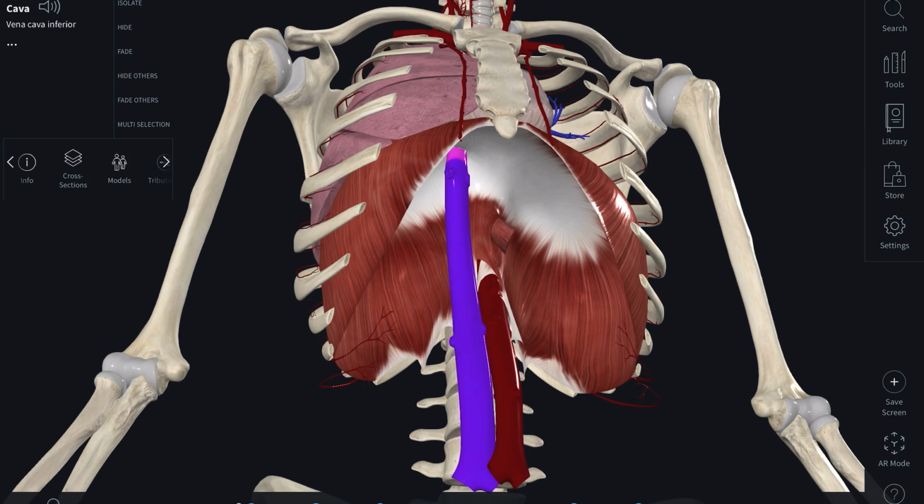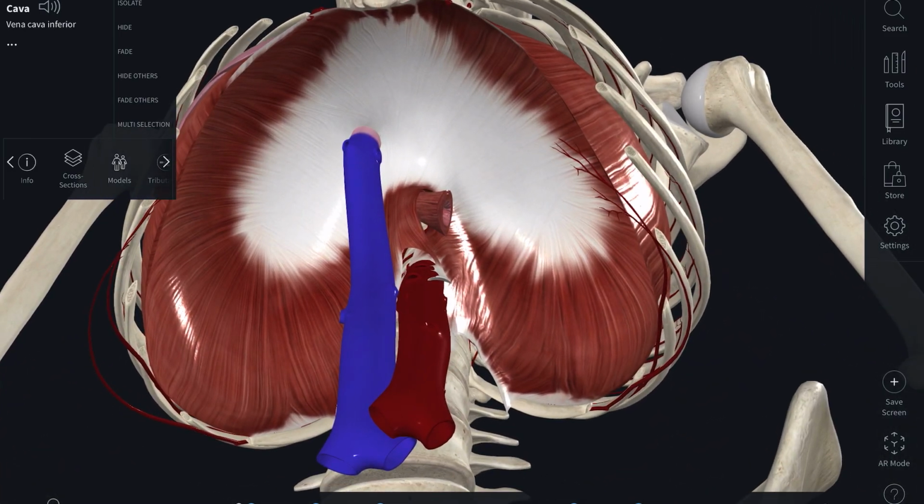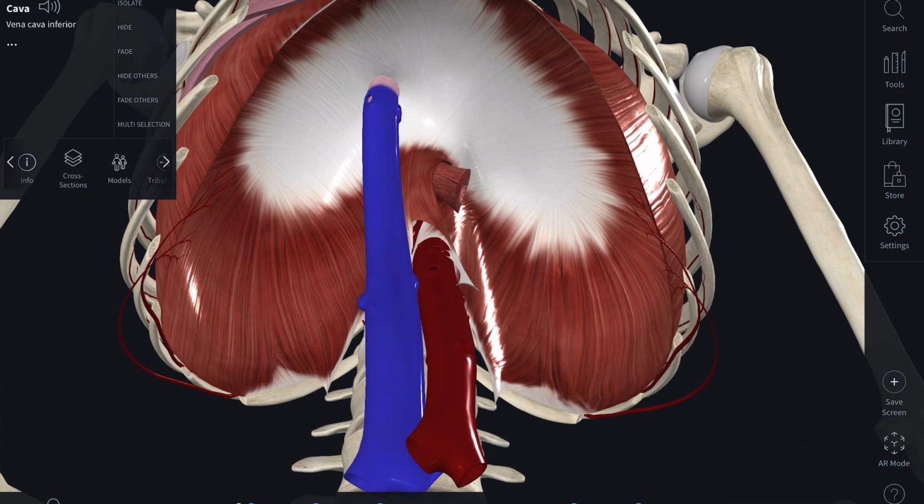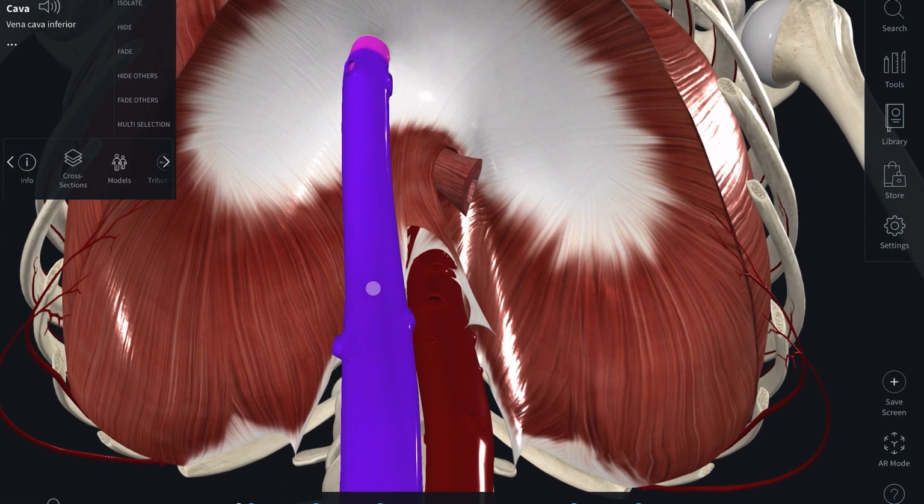So looking at the diaphragm from the inferior side, we can see the hiatuses that are held within. We have that aortic hiatus sitting right here, that esophageal hiatus. We even have that caval hiatus.